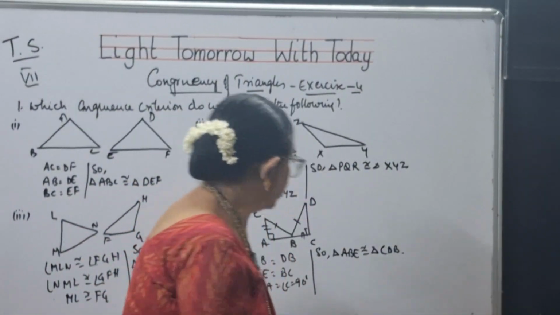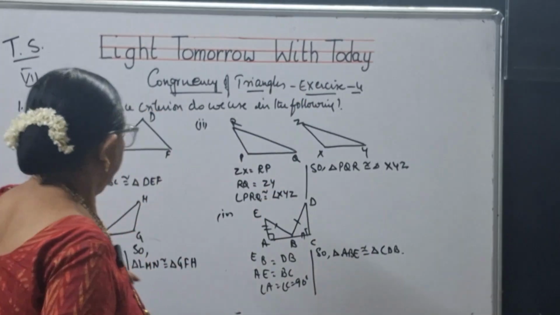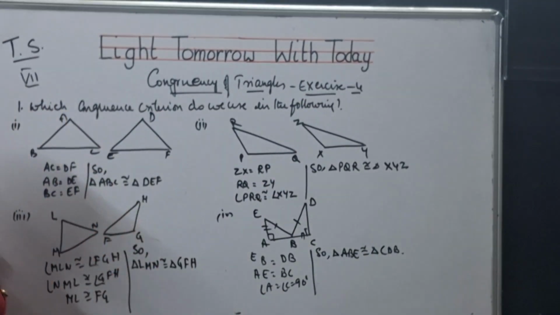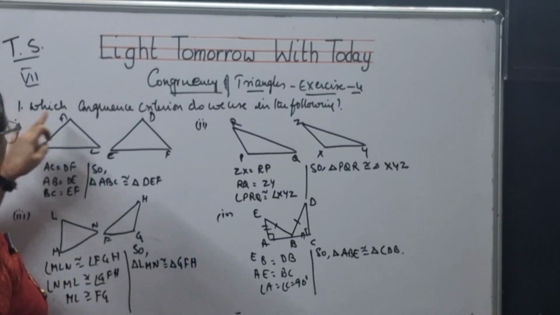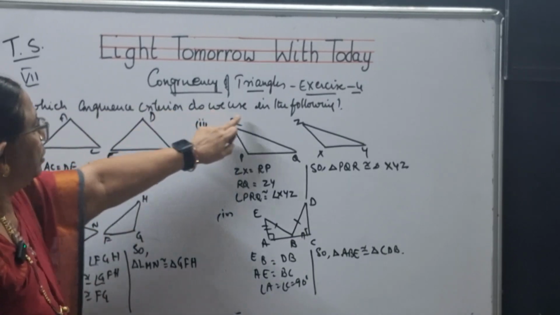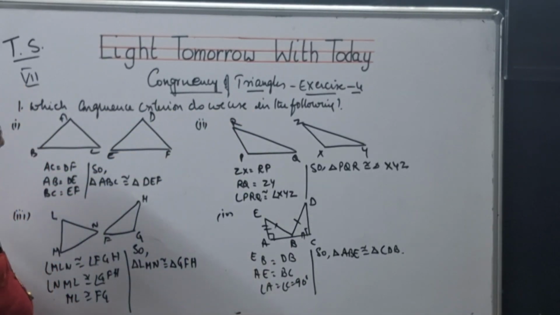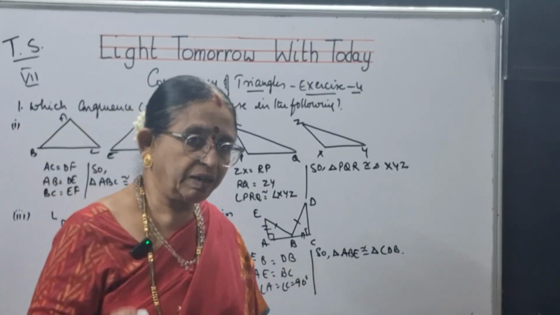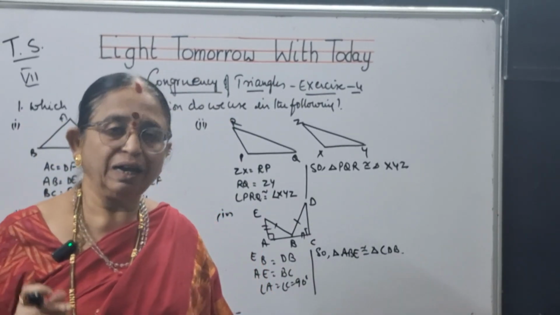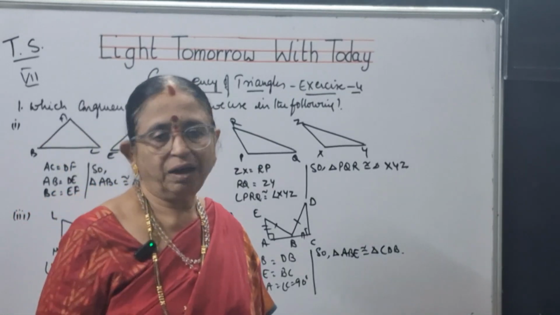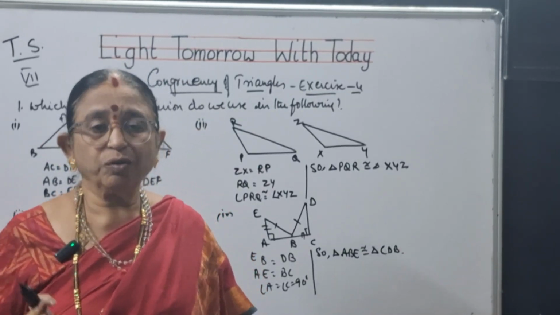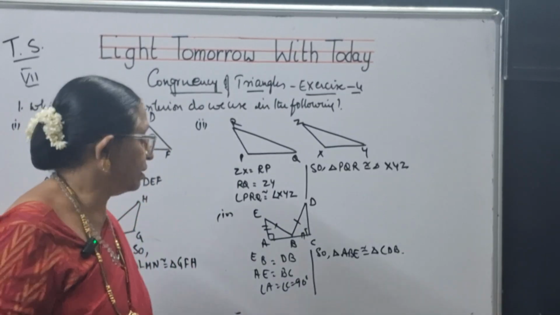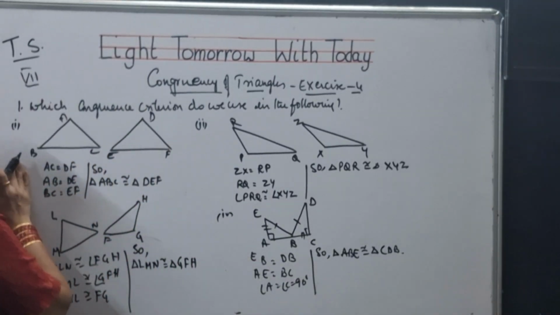Now let us go to exercise 4. In this exercise 4, the first problem has these 4 bits. What is the question, children? Which congruence criteria do we use in the following? We have learned side property, side angle side property, angle side angle property, RHS property mainly. So which of those criteria is suitable for it? They are asking. So let us see the first one.